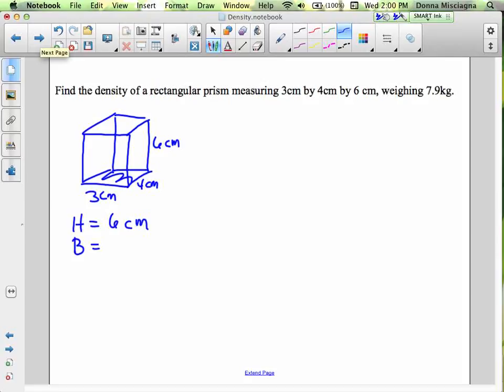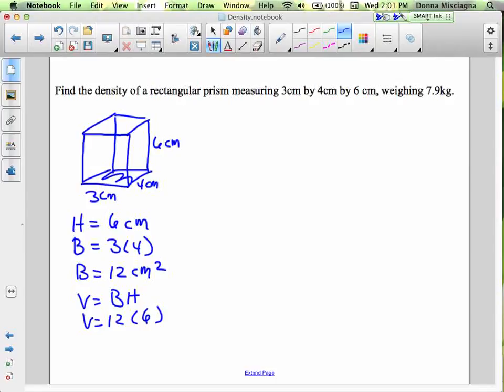Purple 1, how do I find the area of the base? 3 times 4. Yep. So we have 3 times 4, which gives us a base of 12 centimeters squared. Our volume is going to be the area of the base times the height. So our volume is 12 centimeters squared times 6 centimeters, which is going to give us 72 centimeters cubed.